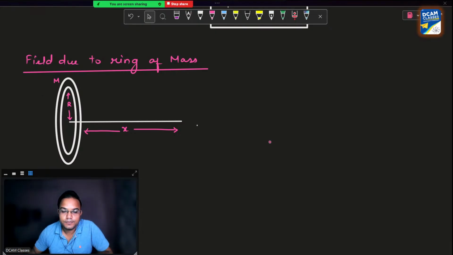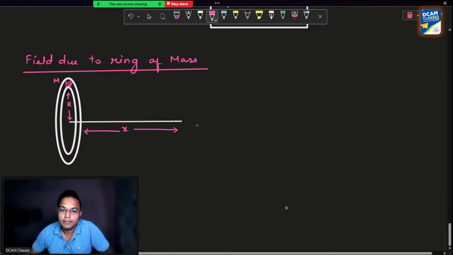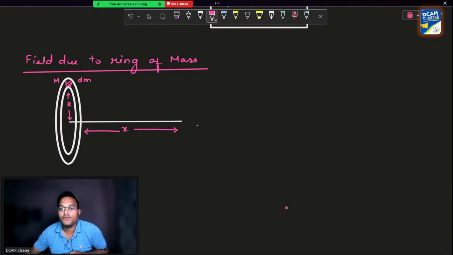See how you will do. Again, you will have to assume a mass dm. If you want to find dm, you can find out dm, but there is no need. How will you find out dm? For 2 pi r length, the mass is capital M. So for the length dx, the mass will be M by 2 pi r into dx. You will know why I'm saying this is not needed actually. Just assume this as mass dm only. There's no need to find out this.